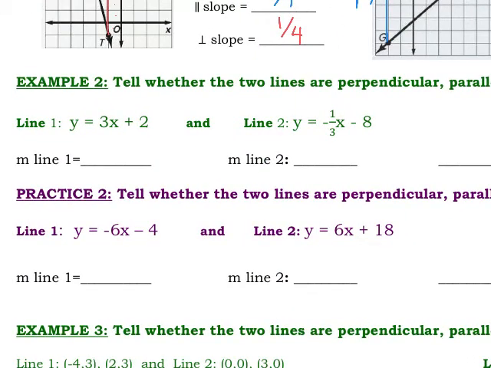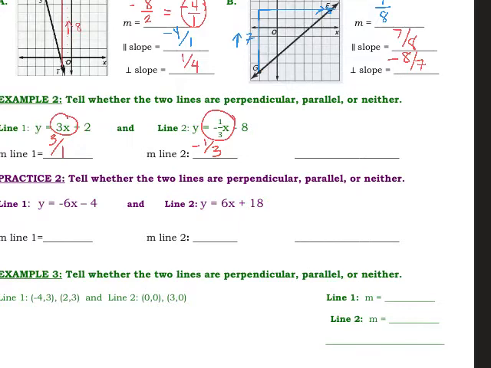Which number is your slope in line 1? 3. Good. And remember, I was having you practice. Technically, this is what? 3/1. Okay? That's how I want you to write it. The next one, what's your slope? -1/3. So look at them. Are they parallel, which means they look exactly the same? Perpendicular, which means they were flipped and one of them is negative, or is it neither? It's perpendicular because one was flipped, okay? So we're going to put perpendicular.